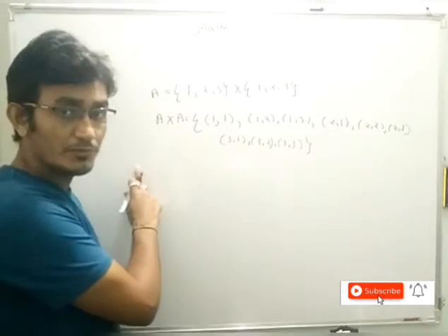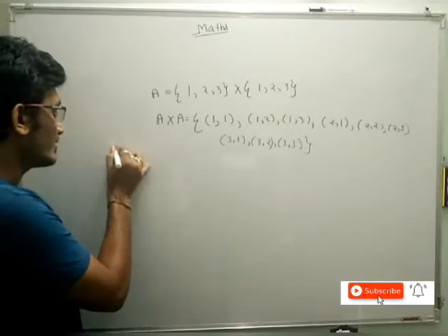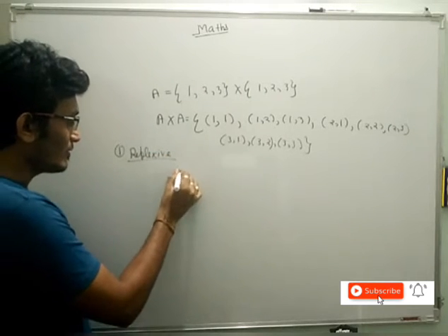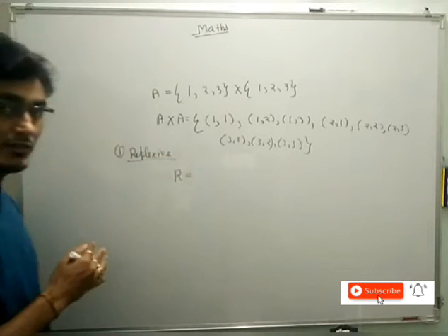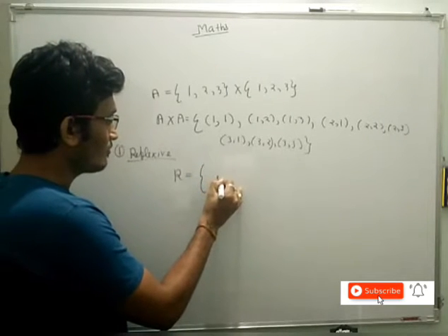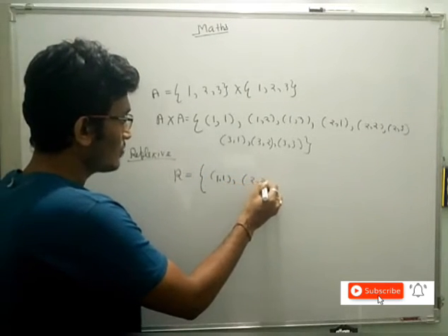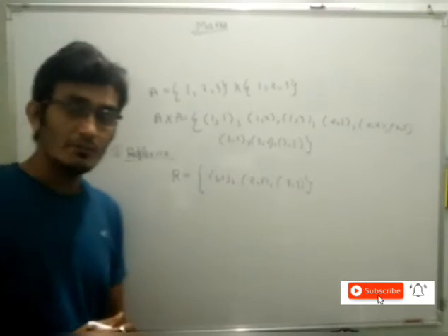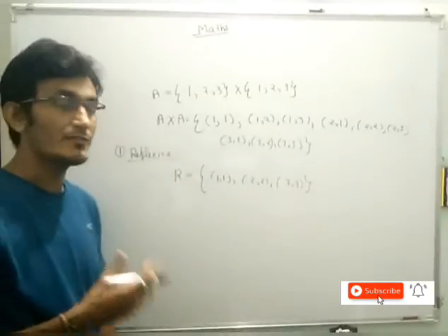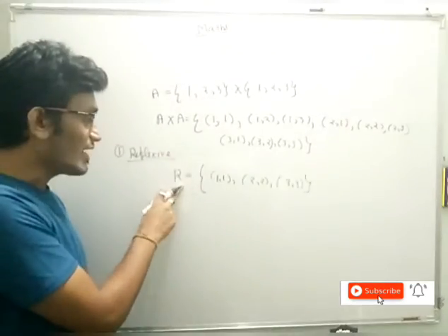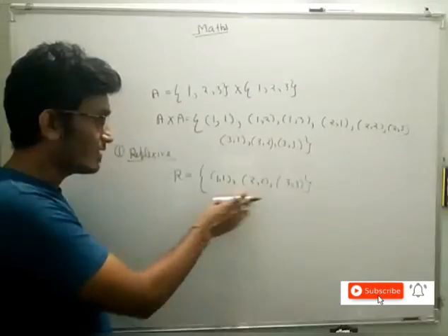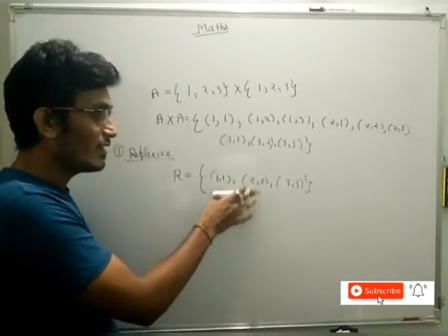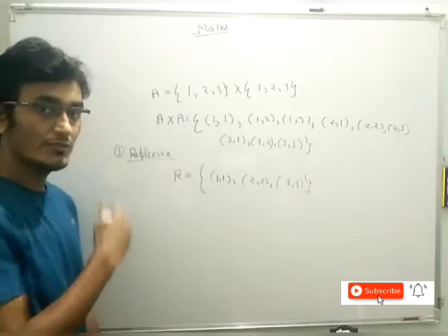Now let's move to the first category, the reflexive relation. How can you define a reflexive relation? Suppose we consider one example, R = {(1, 1), (2, 2), (3, 3)}. I have already explained that a relation is nothing but a subset of A cross A. Here R is the relation, and it is a subset of A cross A because all the elements of R are also elements of A cross A.